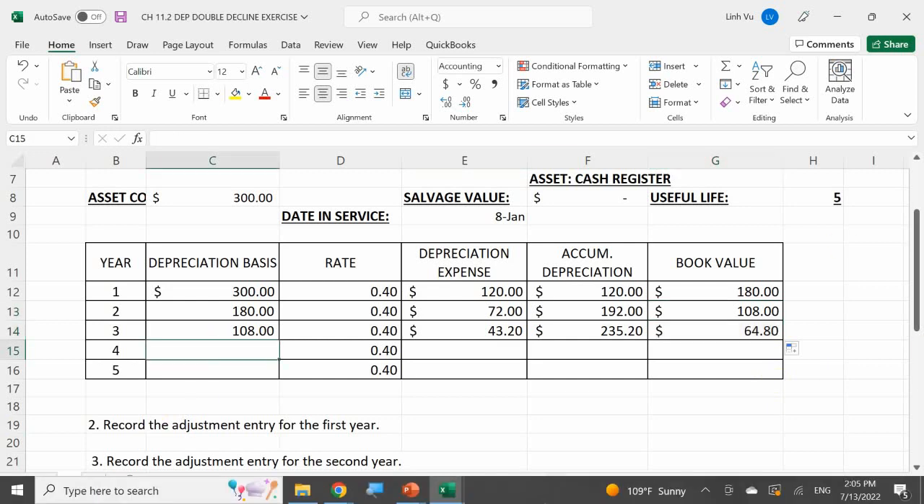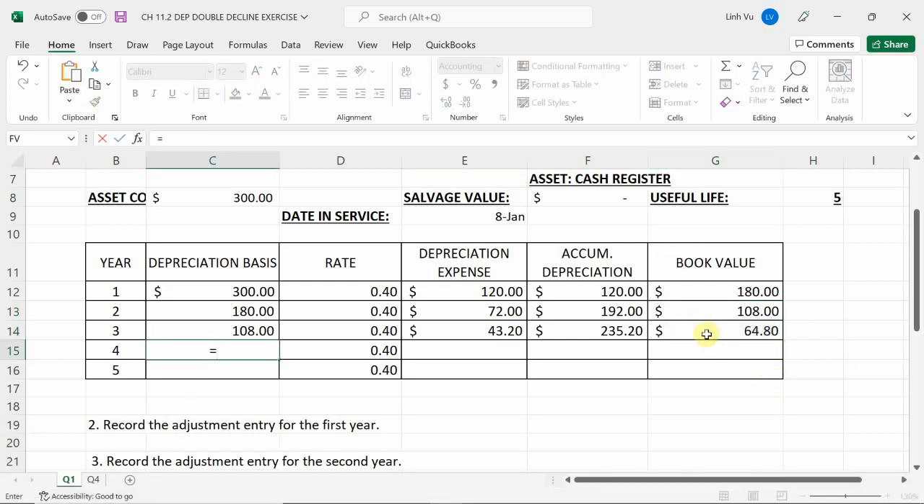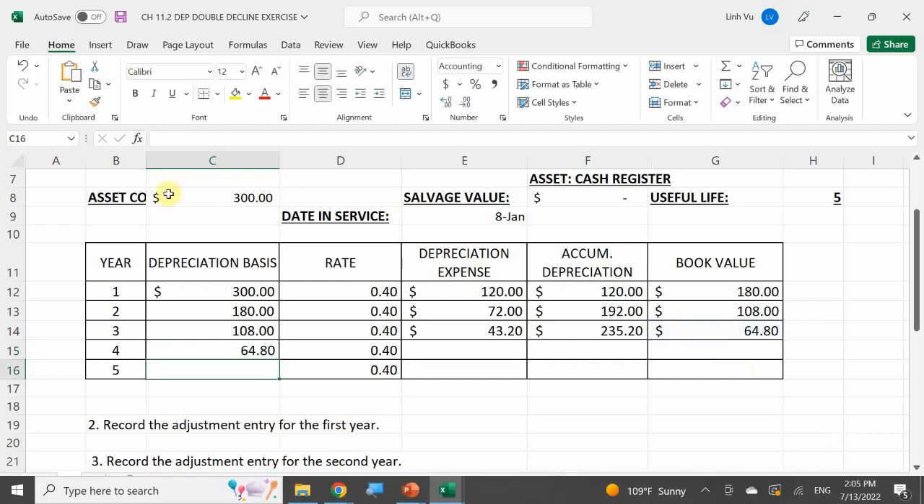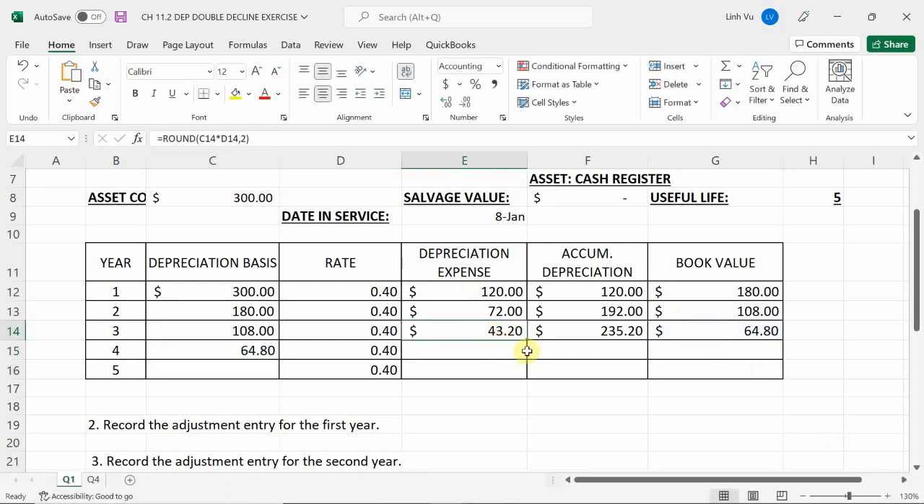Correct. After that, depreciation expense would be depreciation basis times the unit rate, so it'd be 64 times 40%. 2592. Accumulated depreciation would be the cost. Previous years. So the previous years was what, 64 minus current year. So it'd be 64 minus 20.